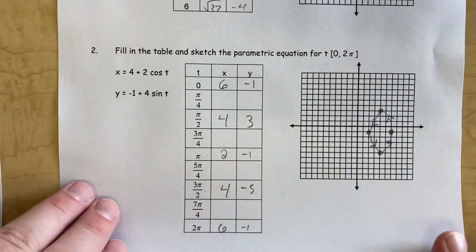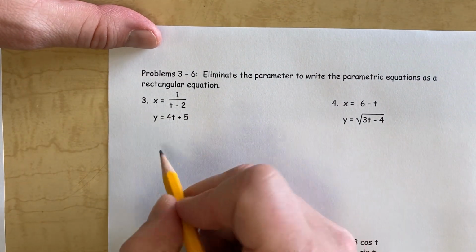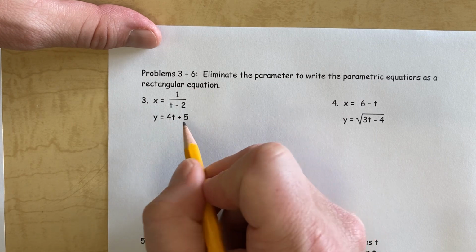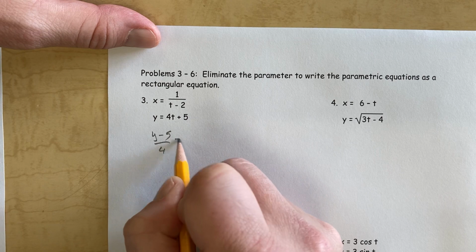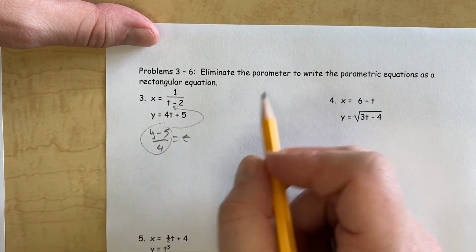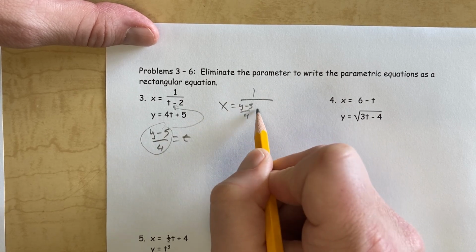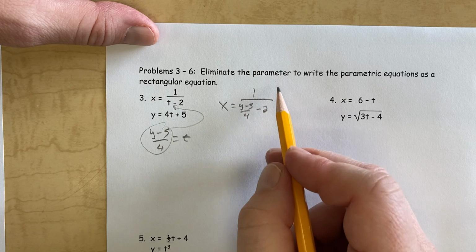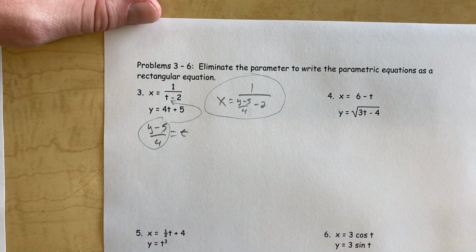All right. And again, we were able to do that without having to do those obnoxious other ones. All right, now we're asked to eliminate parameters, and the easiest way to eliminate parameters is find the one where it's easiest to get t by itself, which is this y right here. If I were to subtract 5 and divide by 4, that's what t equals. So I'm going to take that and put it in for t here. So x equals 1 over (y minus 5 over 4) minus 2. While obnoxious looking, that is an equation that has no t in it, and that'll get the job done.